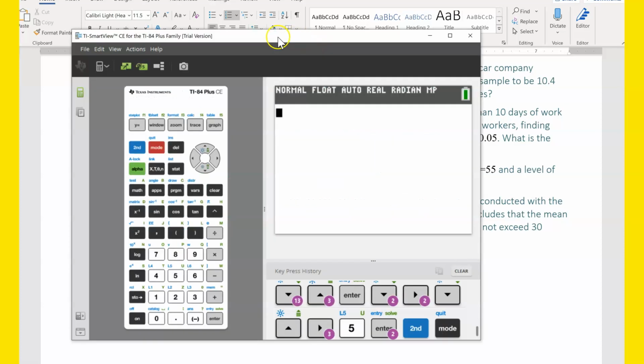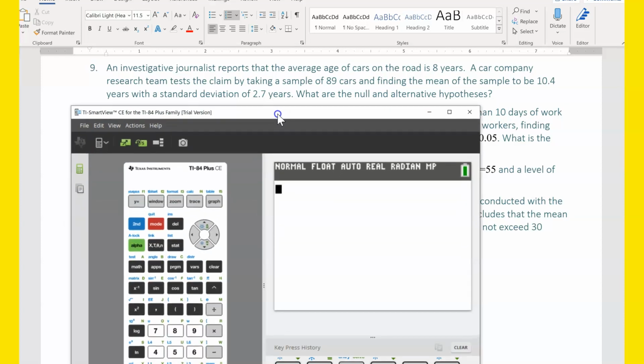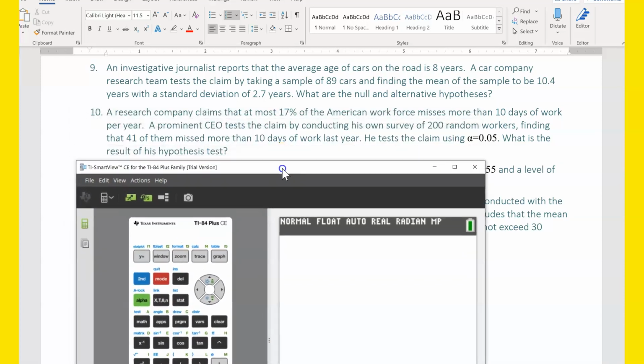All right, this is a part of Chapter 7 that we didn't have enough time to get to. This was, I think, 7.4, but I'm going to show you a way you can do it using things that we've already done. So we're talking about a proportion, because we're talking about a certain percent of the population. 17 out of 100, that's a proportion. So the claim is at most 17%.